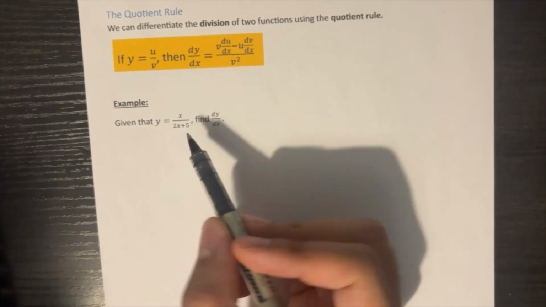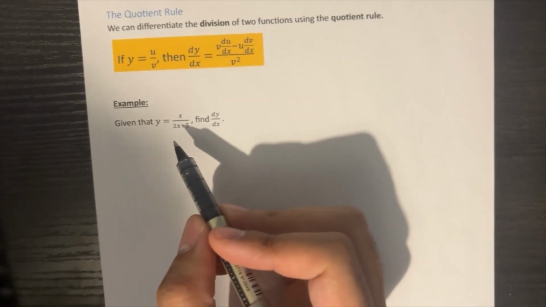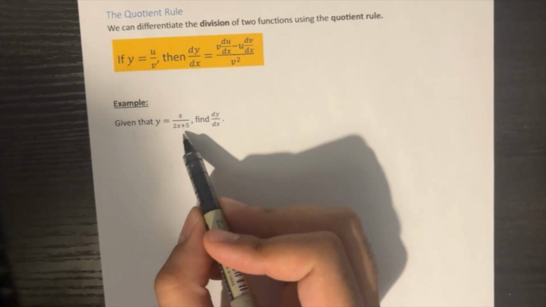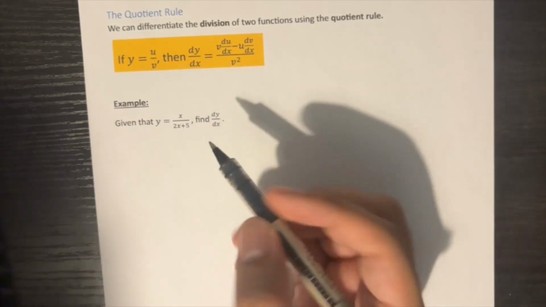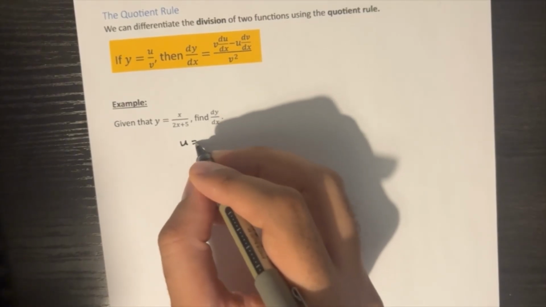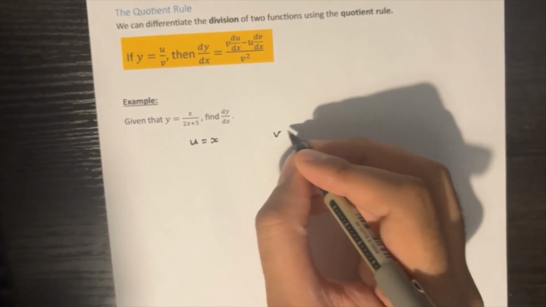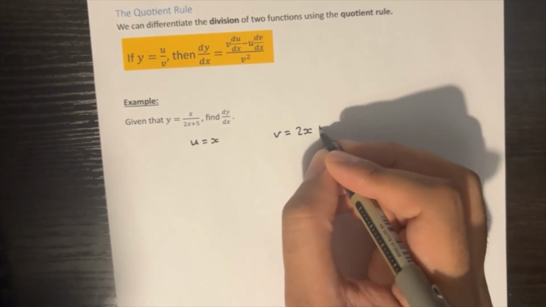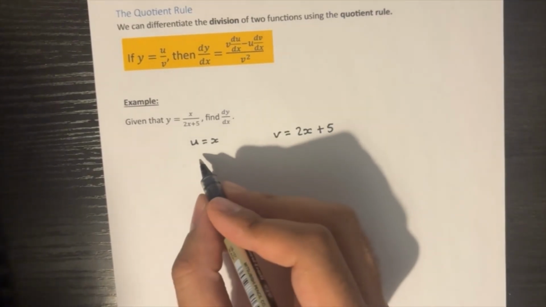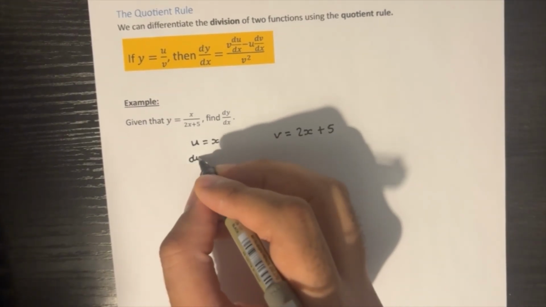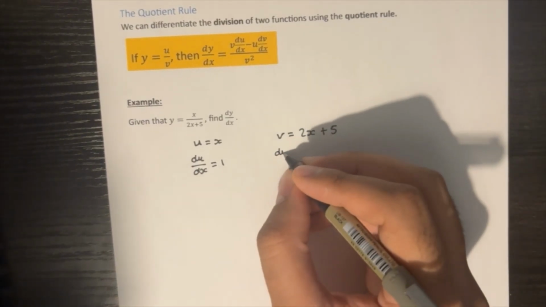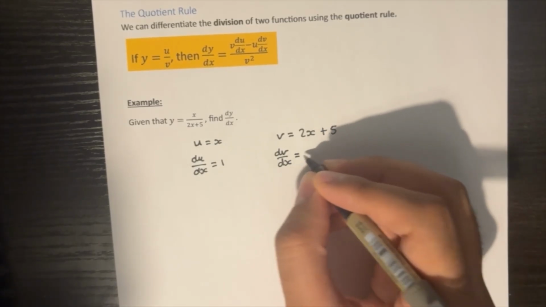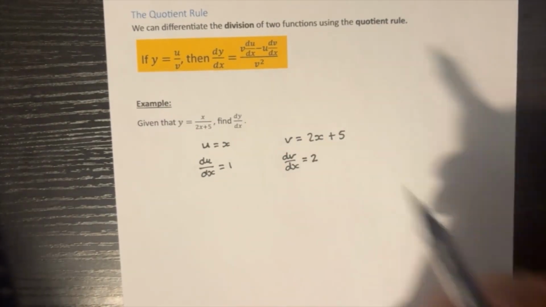So if we look at the example we've got here, we're given that y is equal to x over 2x plus 5. And we can see clearly that's in the form u over v. So I'm going to let u just equal x, and we're going to have v equal to 2x plus 5. Now, when I differentiate those, I get du by dx just equal to 1, and dv by dx is equal to 2.